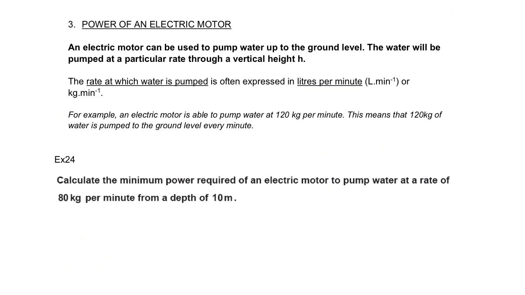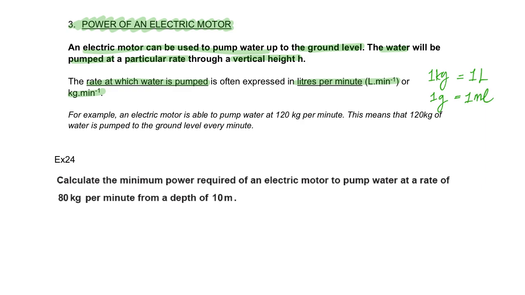And the last thing we're looking at here is the power of an electric motor. Electric motors can be used to pump water to the ground level. The water will be pumped at a particular rate through a vertical height. The rate at which water is pumped is liters per minute or kilograms per minute. So that tells me that 1 kilogram is equal to 1 liter and 1 gram is equal to 1 milliliter.